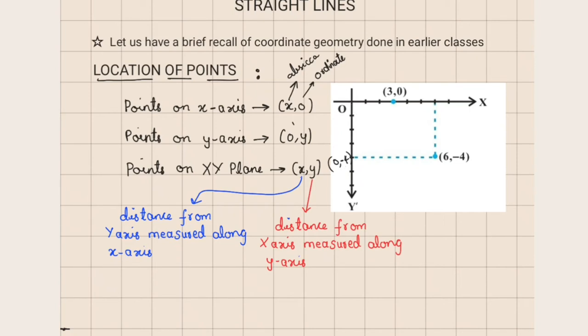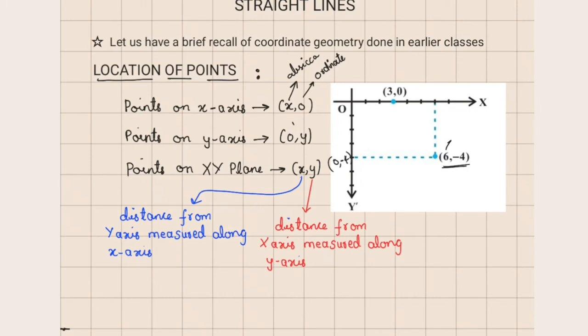So 1 unit, 2 units, 3 units and 4 units. So this point will be 0 comma minus 4. So you got how to plot on x-axis and y-axis. Now any point on the xy plane, let's say 6 comma minus 4. How do you denote 6 comma minus 4?